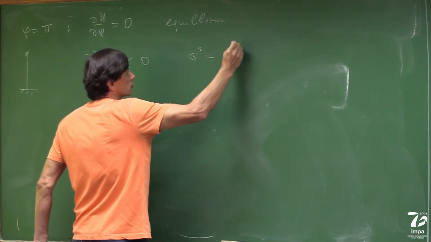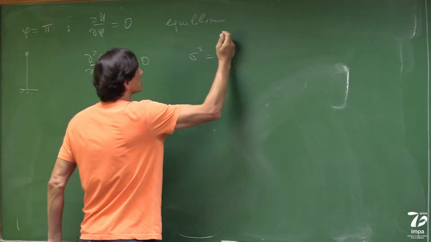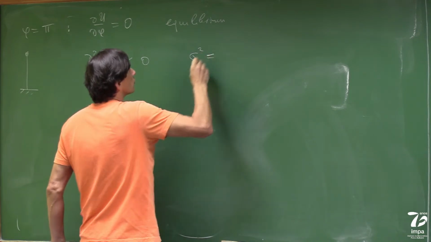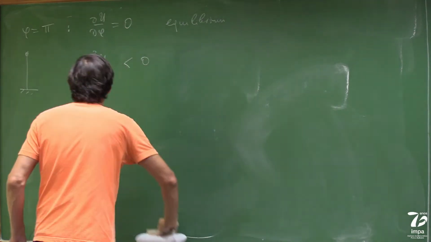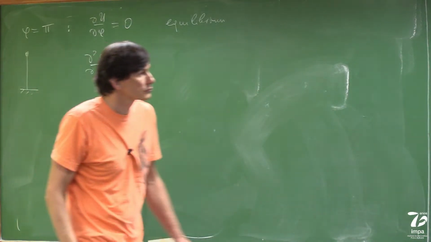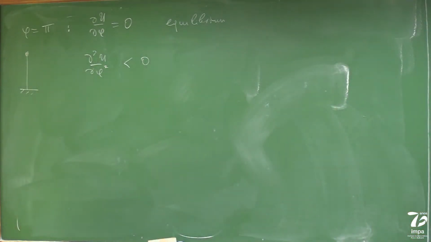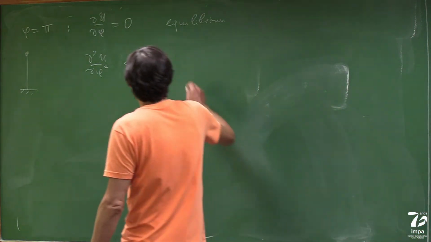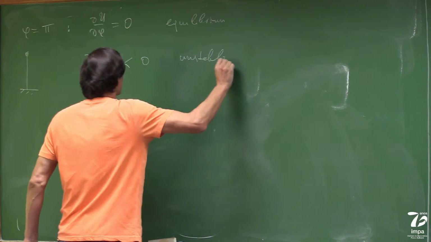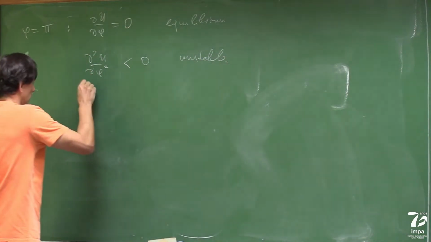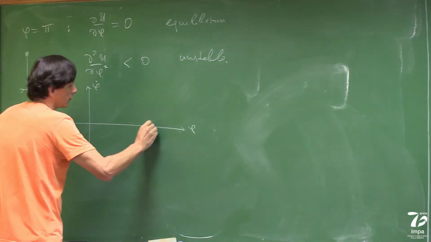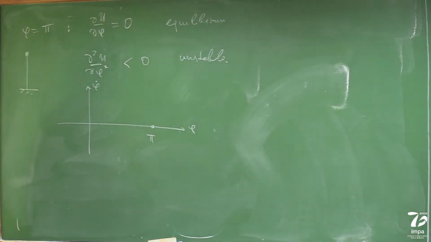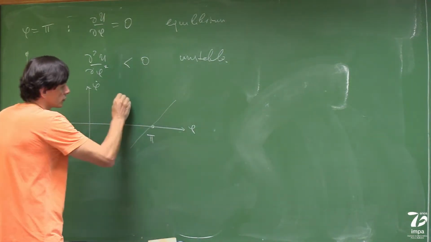So that will be sigma squared, which is what, 1 over m. Okay, forget about this. So what do we have then? What we have is that this situation is unstable, and on a phase plane around the point P, you have this situation.